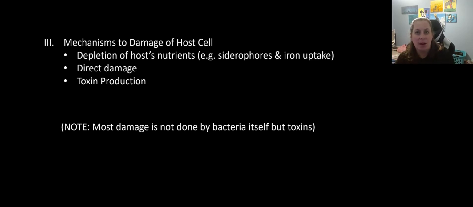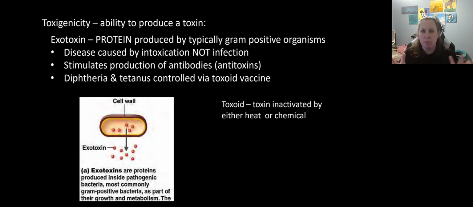It's like the cells are bombarded, they're hit, and they take damage. Another one is actually toxin production, where they produce a toxin, and that toxin is what then does the damage. So a quick note here is most damage is not done by the bacteria itself, but it's done by the toxin. So the bacteria is not actually what's hurting you, it's the toxin they release. So let's talk about the two types of toxins, or big groups of toxins. The first one, when we look at this, the pathogenicity, this one is the ability to produce a toxin, and they can produce either exotoxins or endotoxins.